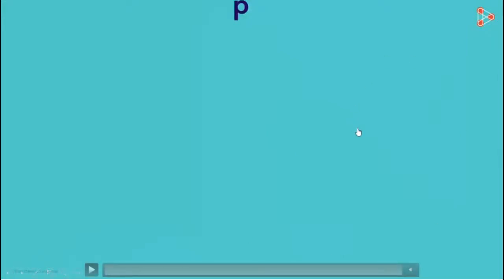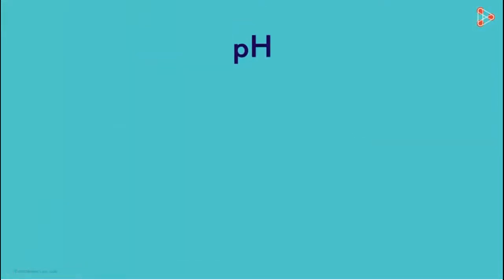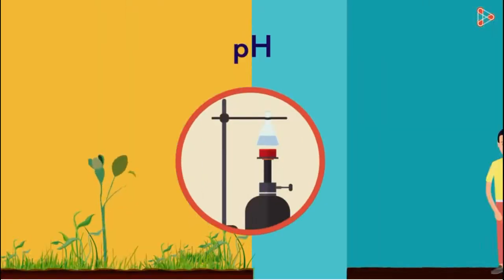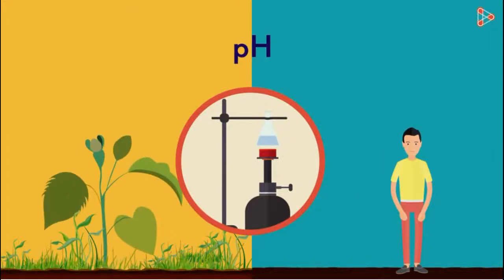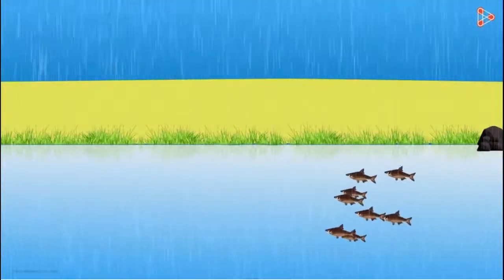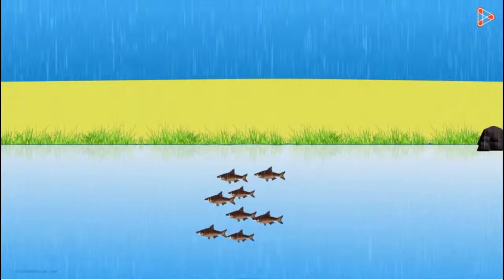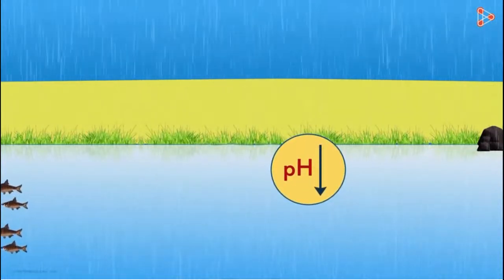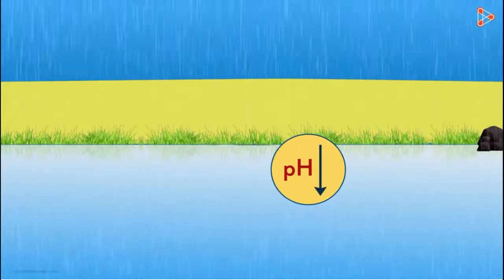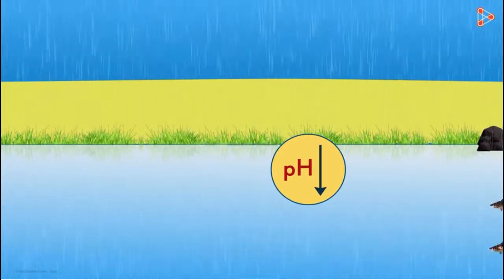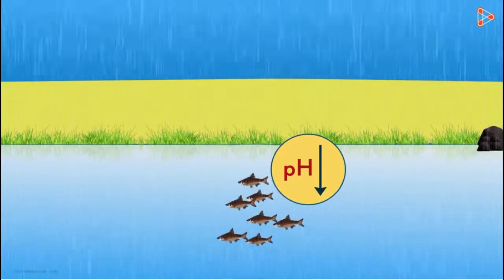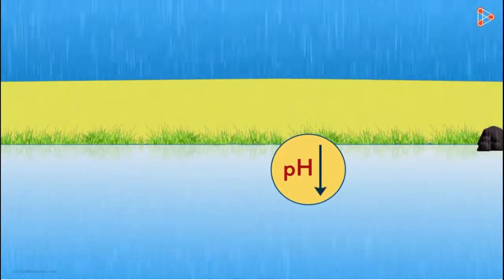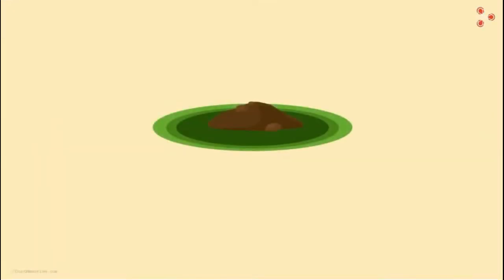First one is acid rain. If the rainwater pH is less than 5.5, then it is called acid rain. What is acid rain? If the rainwater pH value is less than 5.5, it is called acid rain. Due to acid rain, the life of aquatic animals becomes difficult.